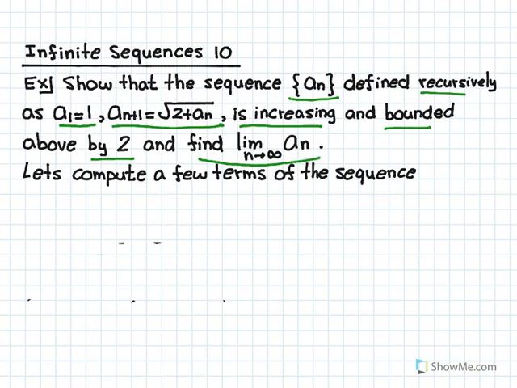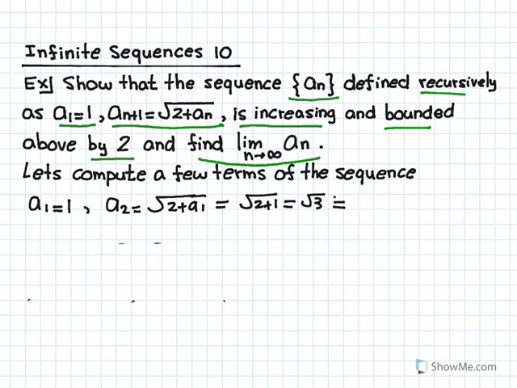So let's compute a few terms of this sequence. We have a_1 is equal to 1, that's the first term. a_2 is equal to the square root of 2 plus a_1, and that gives us the square root of 2 plus 1, which is root 3. If we decimalize that, we get approximately 1.73. a_3 is equal to the root of 2 plus a_2. Now plug in a_2, so we get the root of 2 plus root 3, and if we decimalize this, we get approximately 1.93.